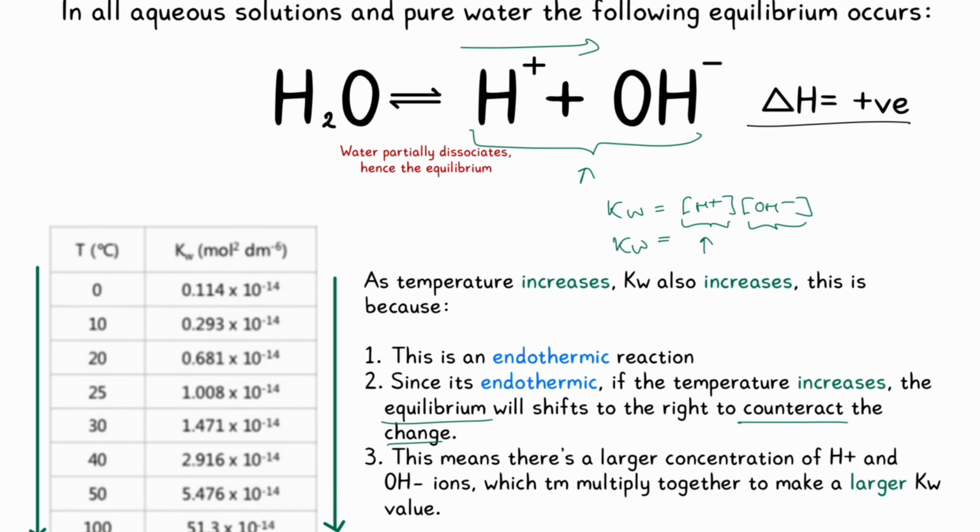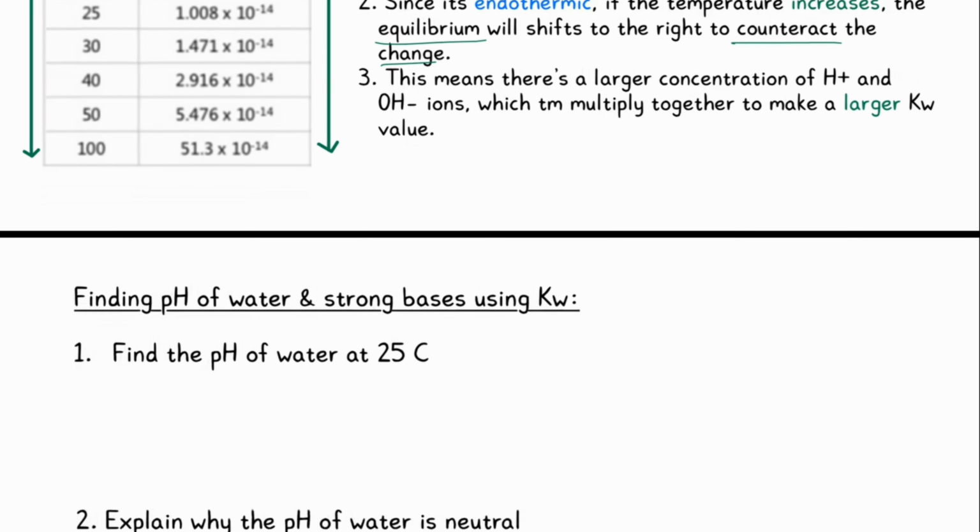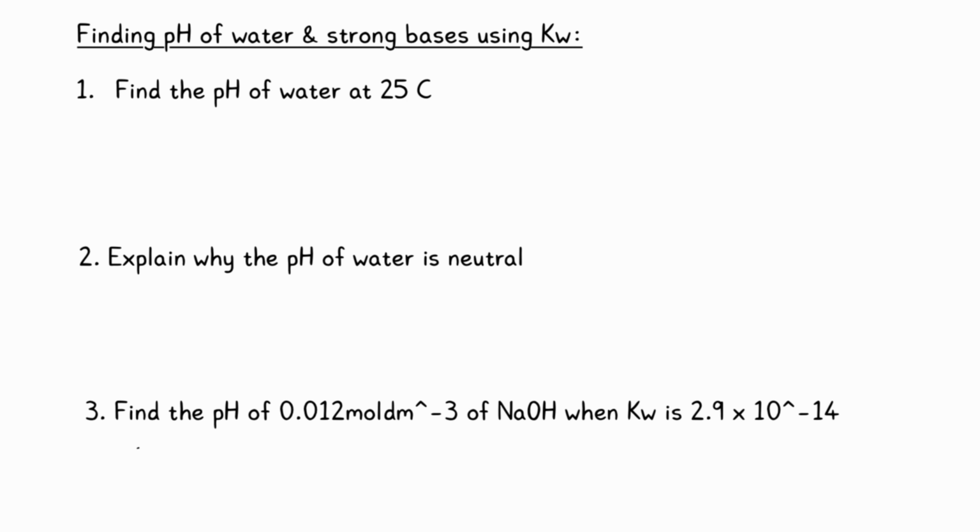Another very, very common exam style question. Let's have a go at some of these questions. Now, find the pH of water at 25 degrees Celsius. So, let's first write down the equation. Kw equals the concentration of hydroions times the concentration of hydroxide ions. You should remember at 25 degrees Celsius, the value of Kw is 1 times 10 to the negative 14.